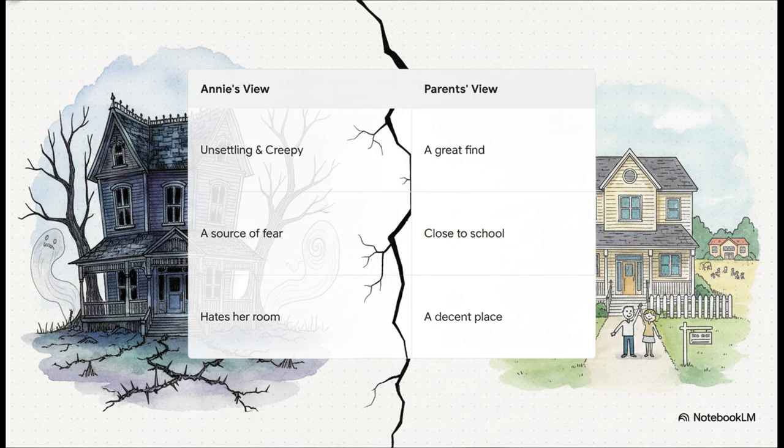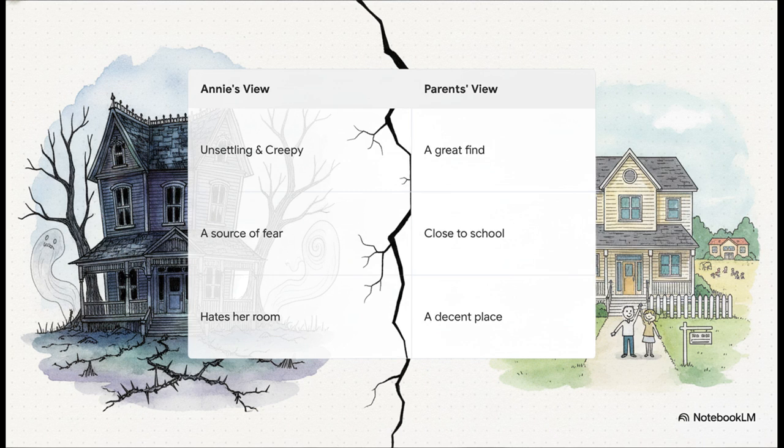And this is where the story lays down its first, absolutely crucial brick: isolation. I mean, just look at this. It's like two totally different realities. For Annie, that house is a beacon of fear. For her parents, it's just part of the scenery that comes with their great find. They're seeing a home, she's sensing a threat.